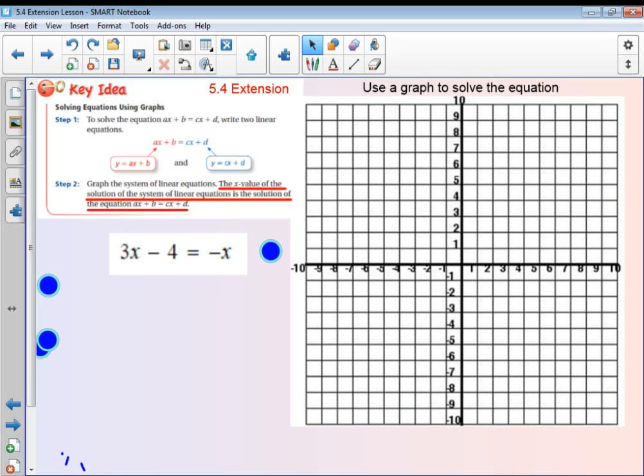All right, so here, a little bit tricky, but we have y equals 3x minus 4.